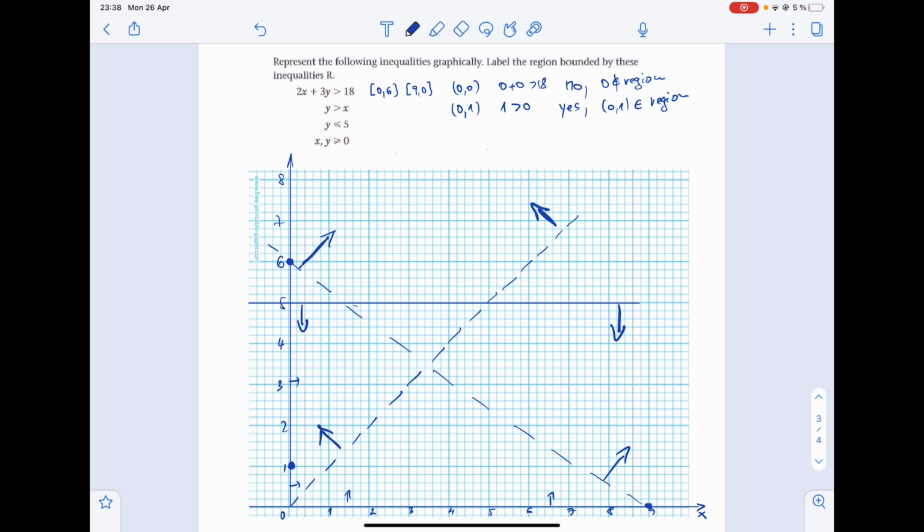So when you want to identify the region of the feasible solution, then it would be this part, and then the dashed line here up to, and then the dashed line on this side. So this is the region of the feasible solution or feasible region.